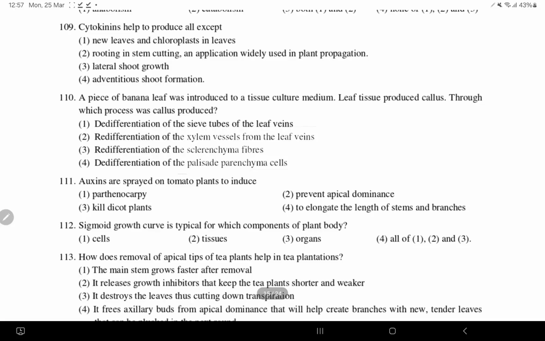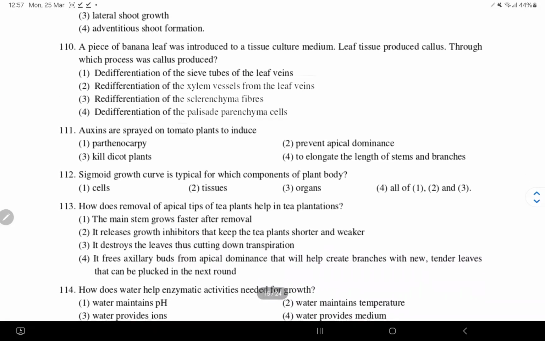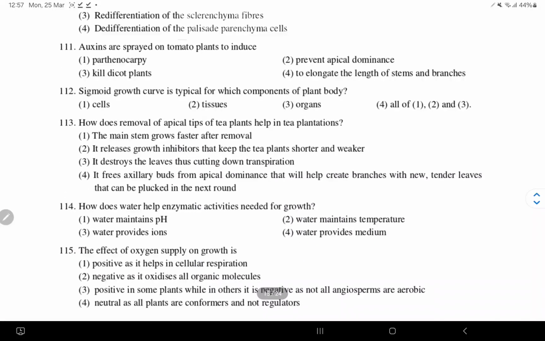A piece of banana leaf was introduced into the tissue culture medium. Leaf tissue produced callus. Through which process is the callus produced? Through de-differentiation of palisade parenchyma, because the cells originated from the matured permanent cell, which we call de-differentiation. And why palisade parenchyma? These are the cells of the leaf. You have to identify in that way. Auxins are sprayed on tomato plant to induce parthenocarpy.